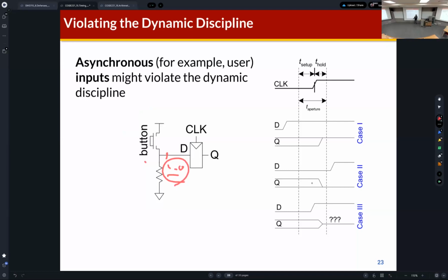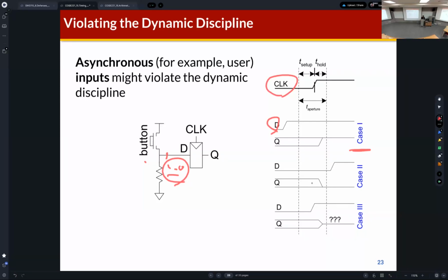But this is the D flip-flop, which means that we also need to consider timing, the timing of this input signal. The output of this button system is the input of this D flip-flop. Then what's the problem? This is case 1. D is the output of this button, and this is the clock signal.